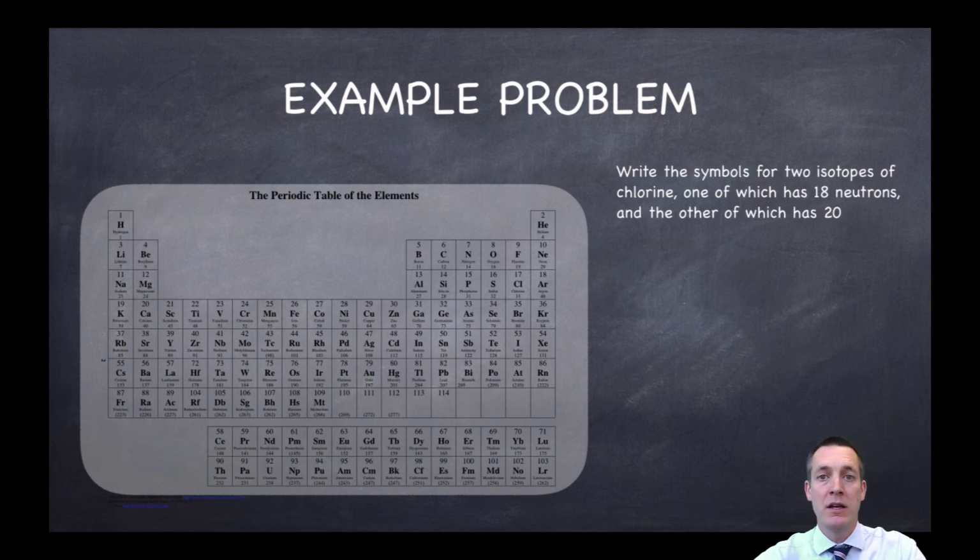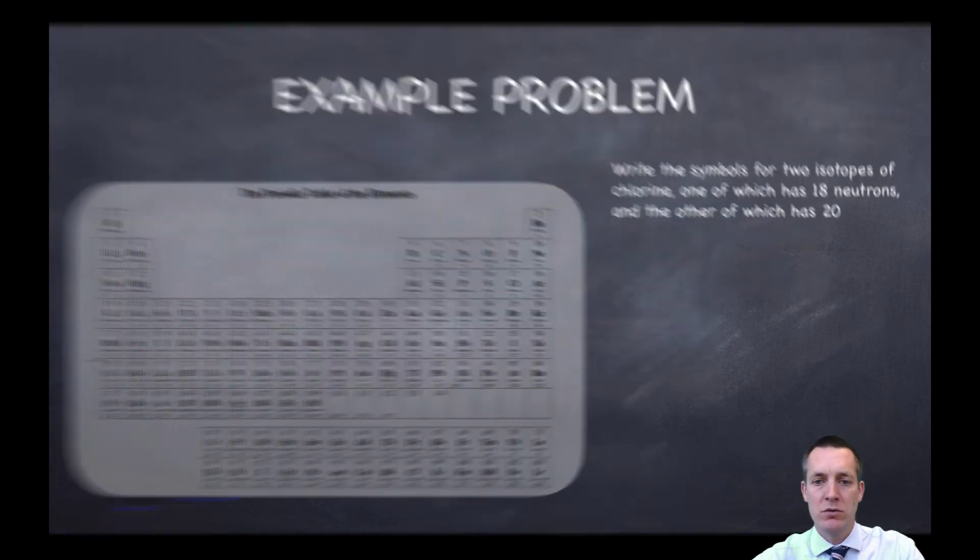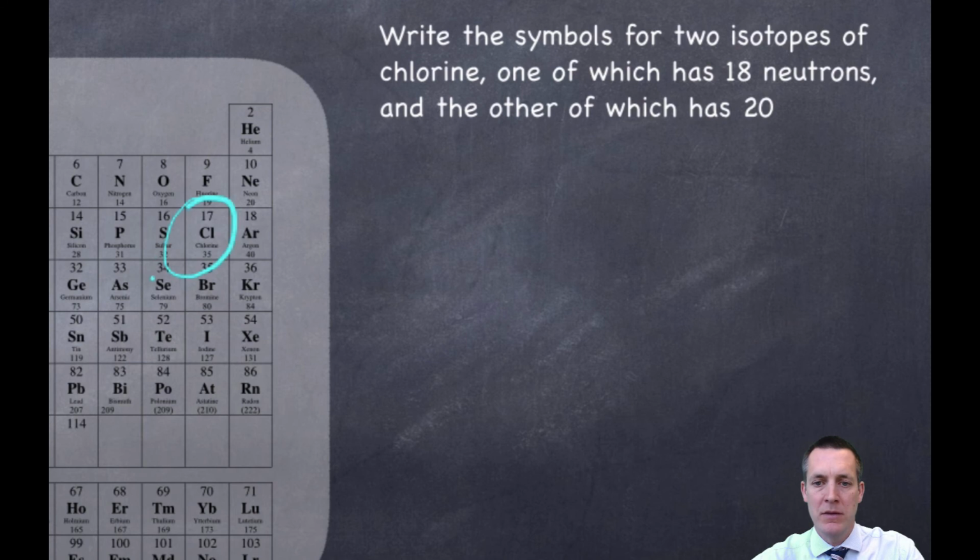Here's another example problem, and we've got to write the symbols here. And this is, I guess, to revise the way that we write symbols if we're writing them by hand instead of in the periodic table. Two isotopes of chlorine, so we're talking about this element here, one of which has 18 neutrons and the other of which has 20. Now, chlorine has the atomic number 17, so when we write the symbol, we're always going to write the atomic number down here, remember, bottom left.